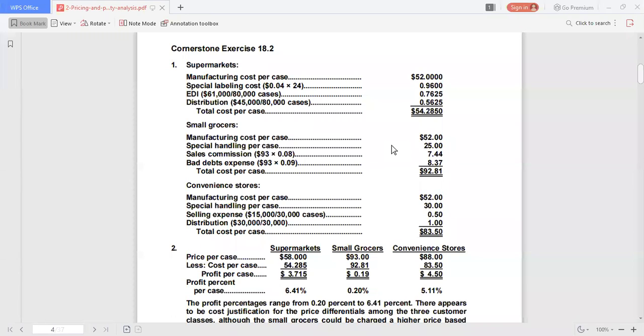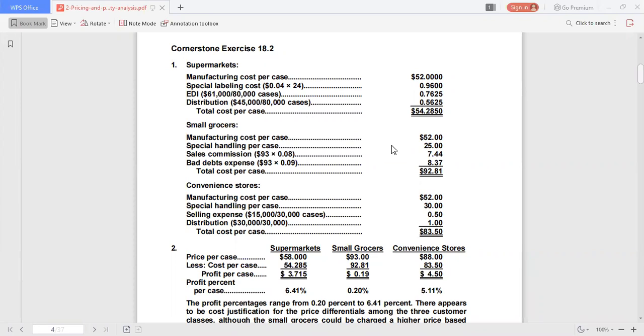So, let's continue now with the cornerstone exercise 2-2. So, we have now the 3 groups of customers with the corresponding total cost per case. Now, in requirement number 2, we are going to determine the profit percent per case. First, we have to consider the price per case as given in the problem, and then we deduct the cost per case computed in requirement number 1. We end up with the profit per case.